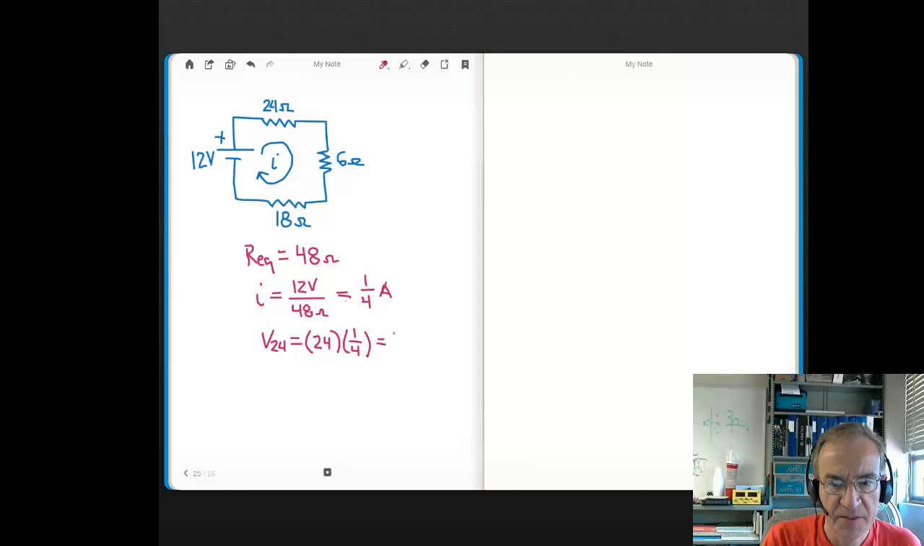So this would be 6 volts. Okay, and then the voltage across the 6 ohm resistor is going to be 6 times a quarter, which is one and a half volts, and then the voltage across the 18 ohm.